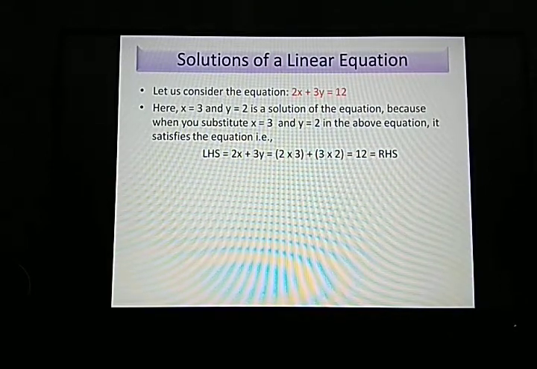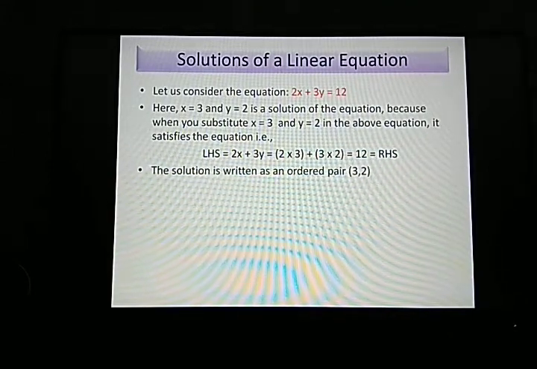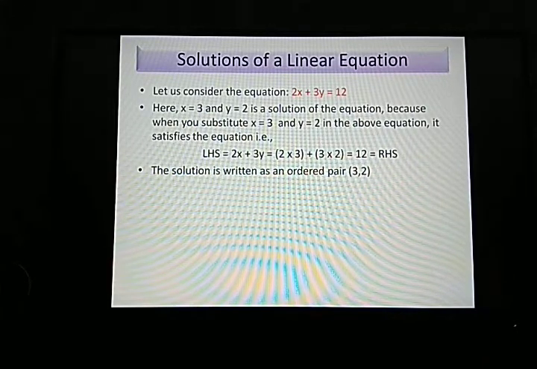So what can we say from here? That (3, 2) is a solution of this linear equation. Clear? This was directly through the method of inspection. We have just inspected that yes, this value satisfies, so it is the solution of the given equation.